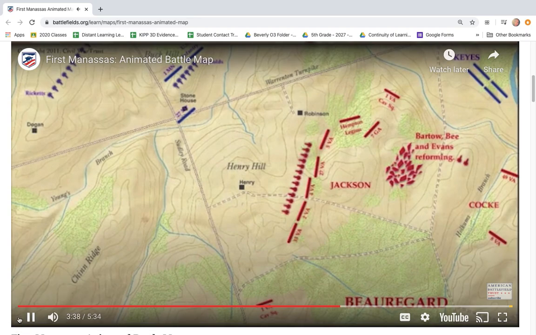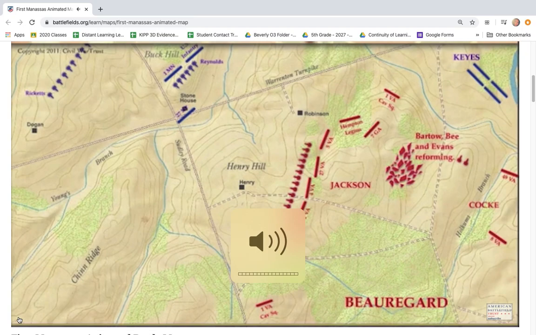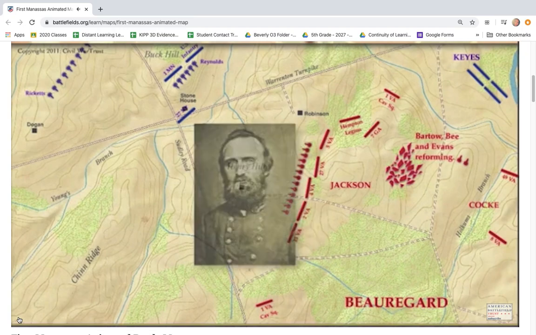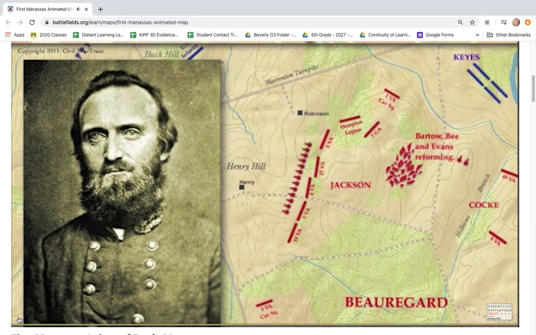fight. The backside of Henry Hill, fresh troops arrived. General Thomas Jackson's brigade of Virginians formed the heart of the Confederate position. Jackson bolstered his line with 13 short-range cannons.